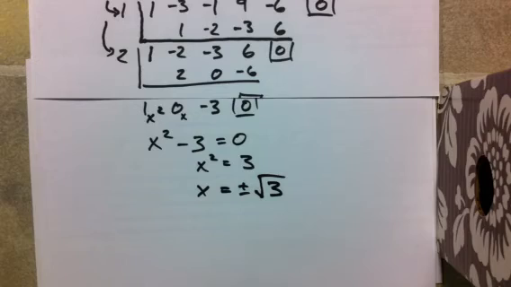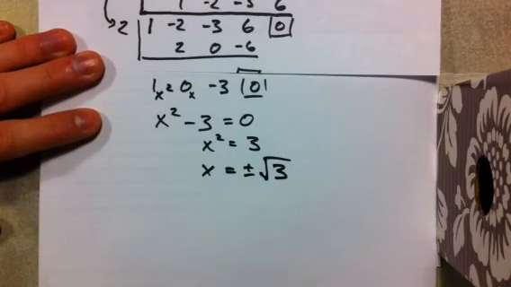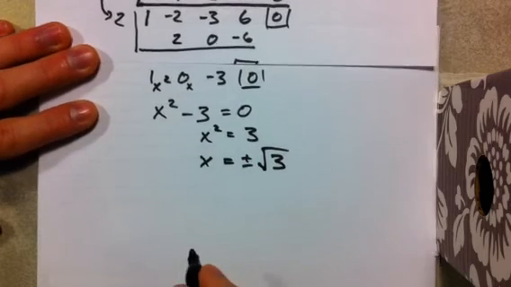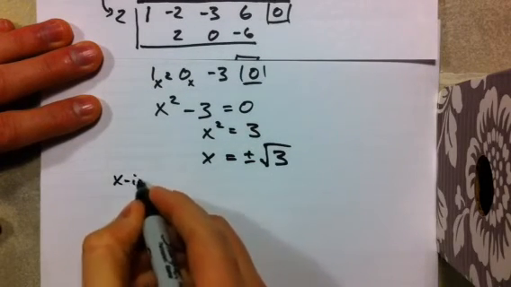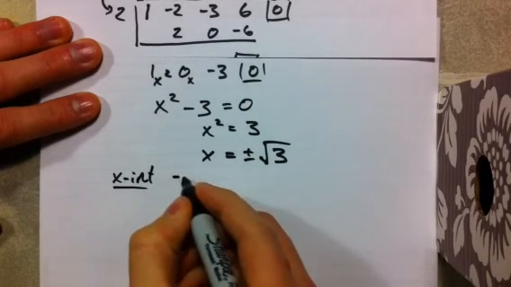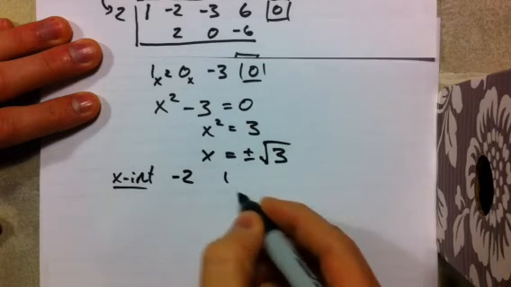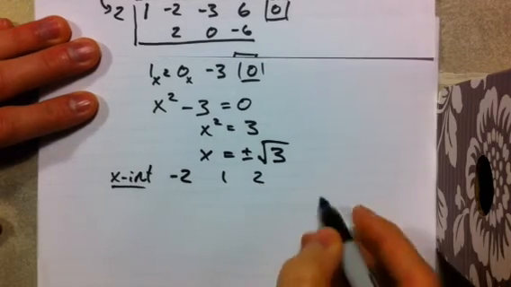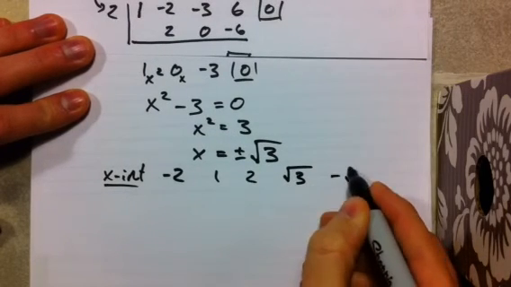So if we notice now, if we just sort of wrap this up, there's several things we can do. We can write all the x-intercepts, or the solutions, or the roots. And those we confirmed with synthetic division were negative 2, and 1, and 2, and positive root 3, and negative root 3.